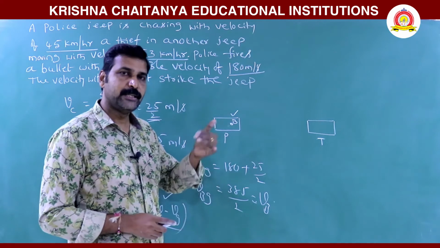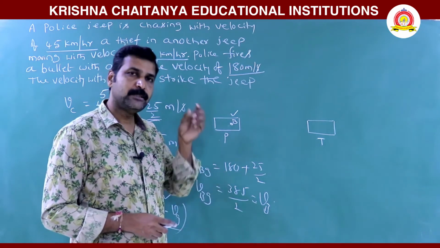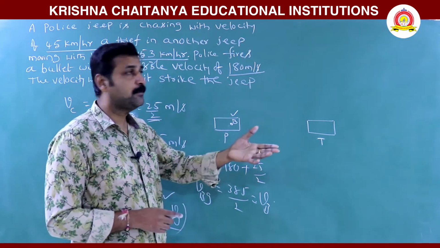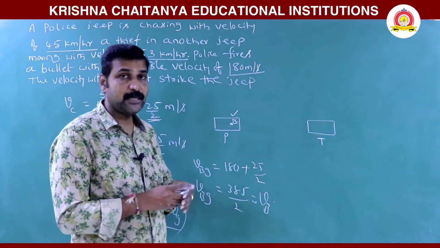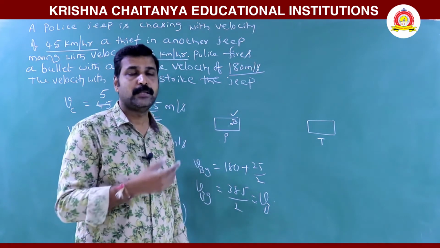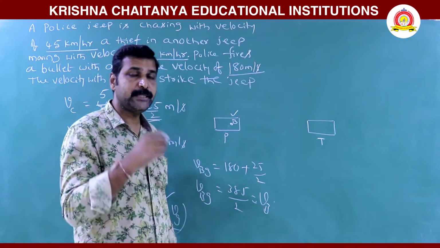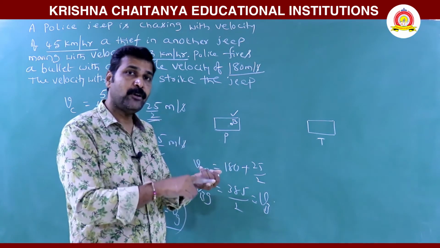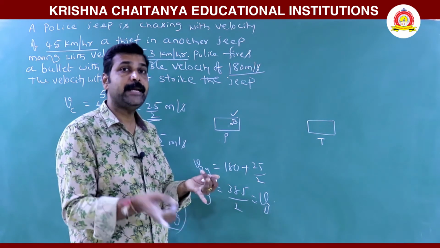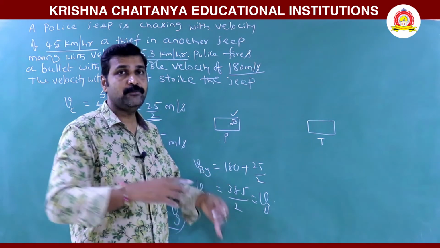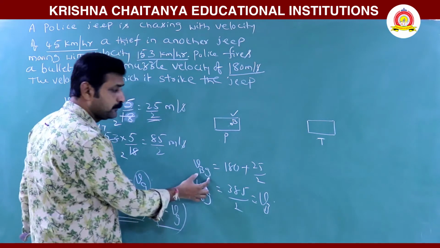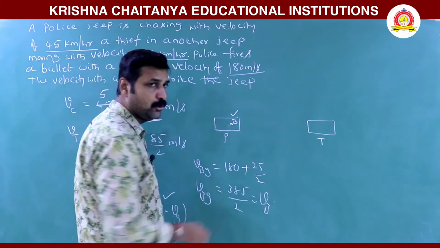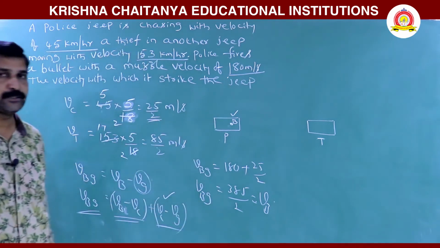So initially the bullet is already moving with some velocity, and now with what velocity did it emerge? 180 meter per second. From where? The police jeep. That means the policemen can only know that it emerged with 180, but for the person standing on the ground, it already has 45 kilometer per hour, and again it emerges with 180. Then with respect to the person on the ground, he feels that it is moving with 385 by 2. So this is the velocity of the bullet.